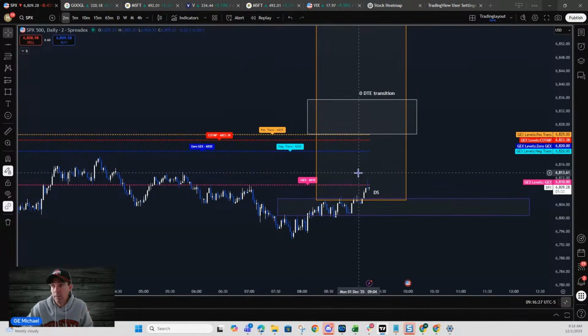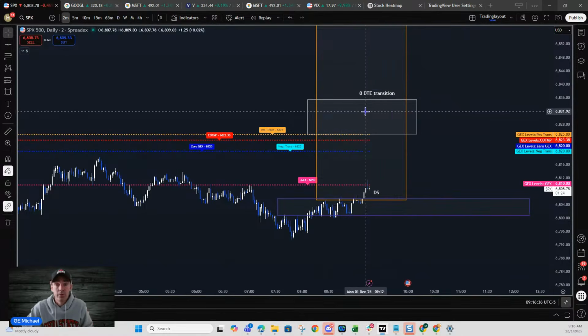And most likely this would be extremely choppy. And we come up here and look for failure-type action for an opportunity to move back down, or a retake of this transition level, zero DTE, as well as the full expiry level.